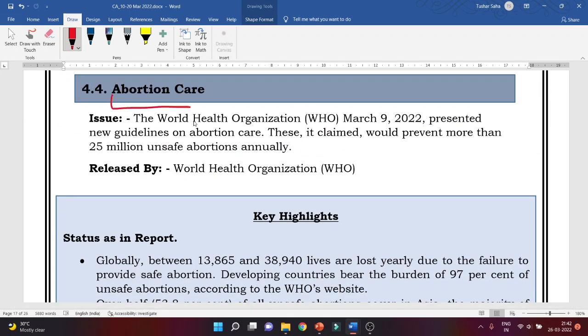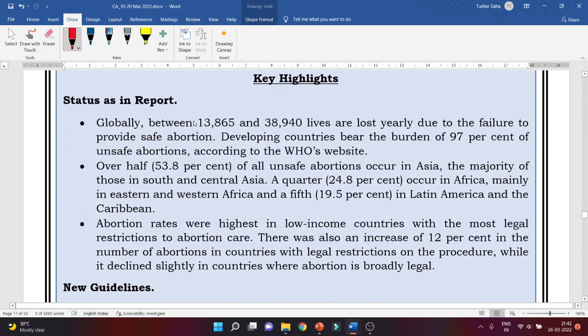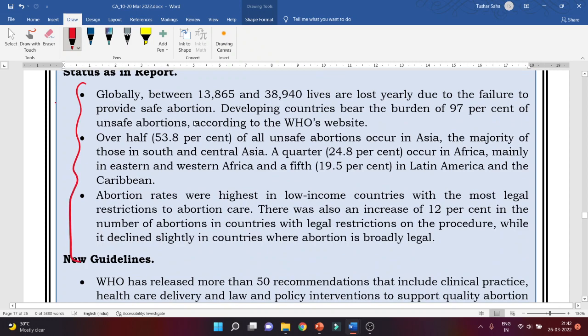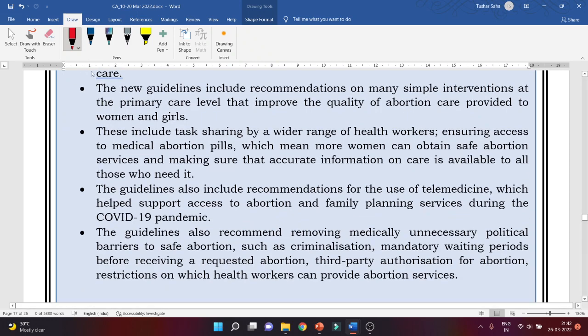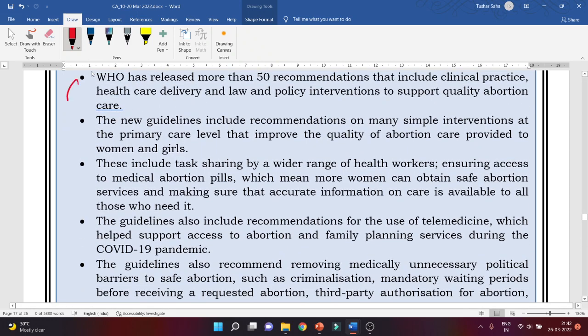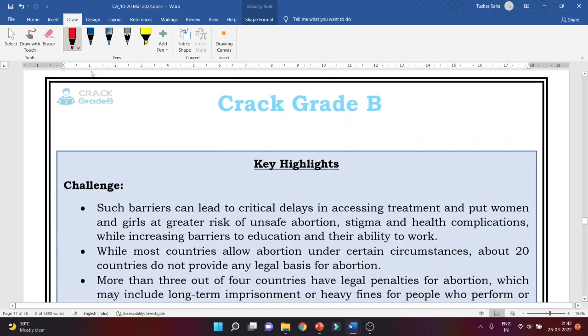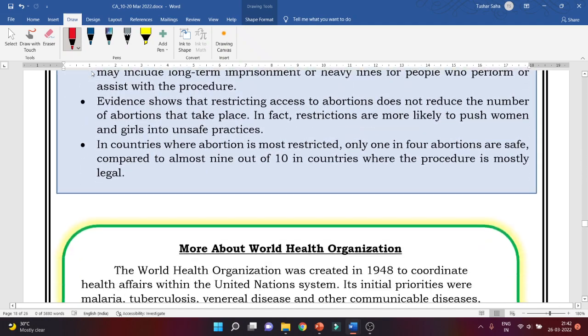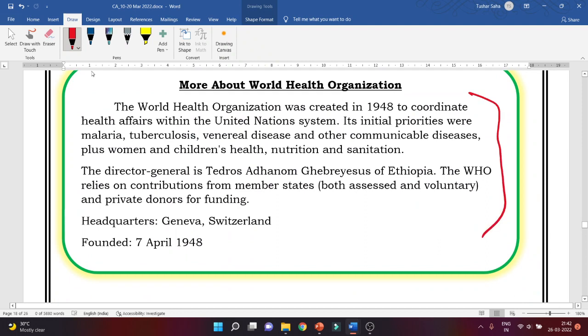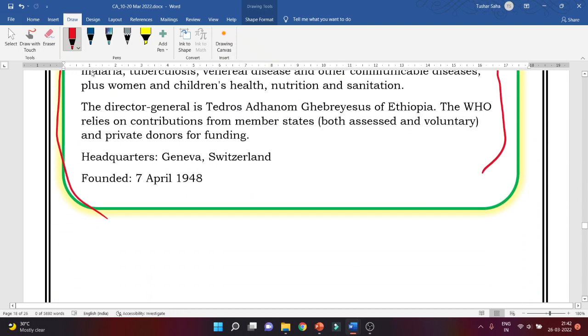Then this is one of the important news items, abortion care. A new abortion care guideline has been brought out by the World Health Organization on March 9, 2022. You can go through the status in the report, why they are bringing it out, and what the guideline is. The guidelines themselves are not that important, but since health is directly in your syllabus, reading it 3 to 4 times would be very good. But what you should know is that the static part of WHO is already there. You can go through it.